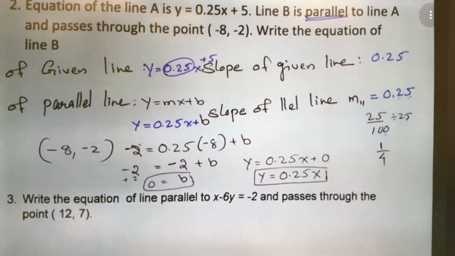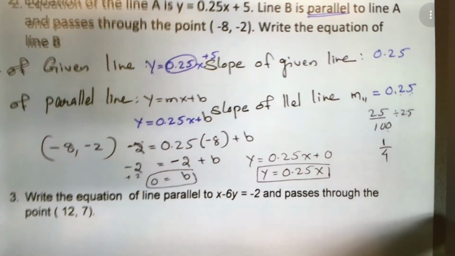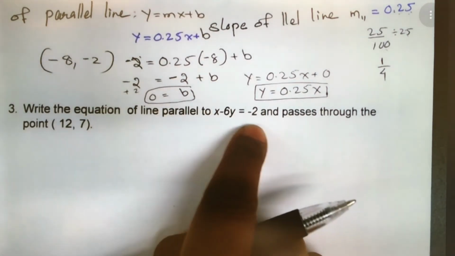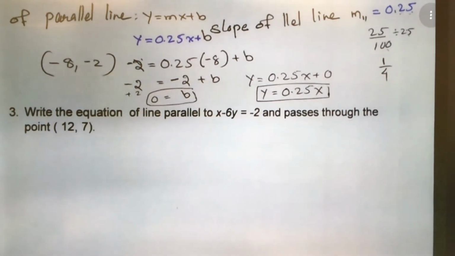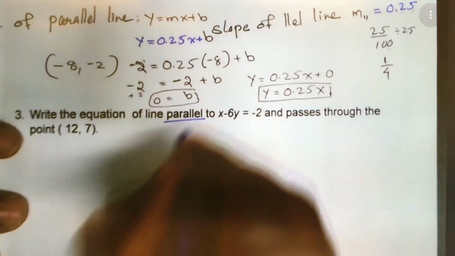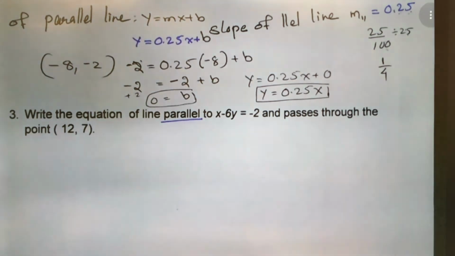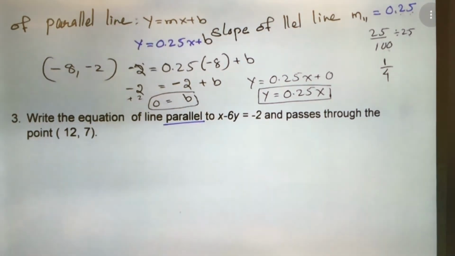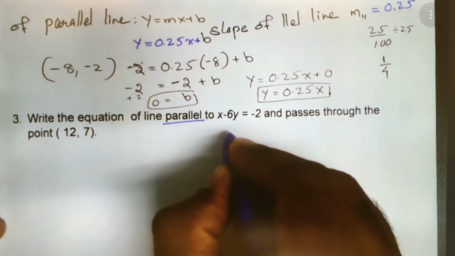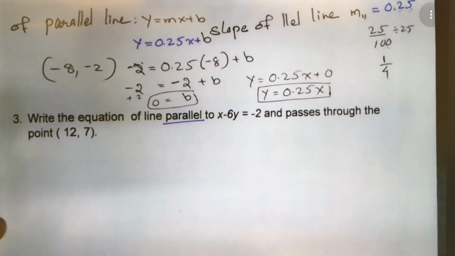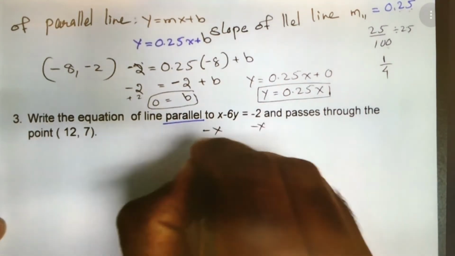Here is the next problem. I have x minus 6y is equal to -2. You are asked to write the equation of the parallel line. First, I need to identify the slope of the given line. This line is not given in y is equal to mx plus b form. So first I need to change the given equation to y is equal to mx plus b form and identify the slope. I can move the x to the right side: subtract x from both sides.